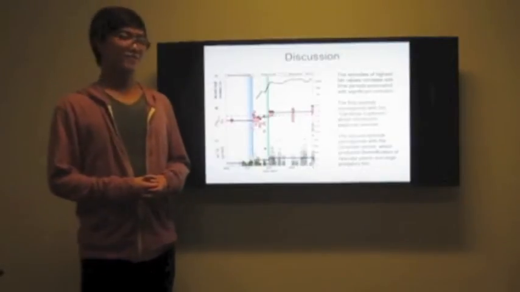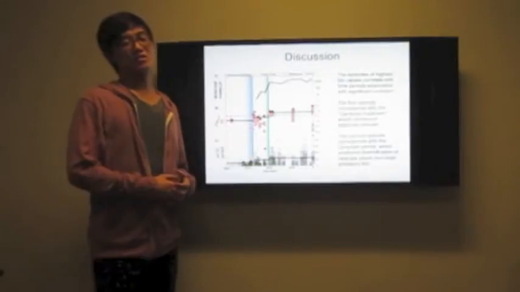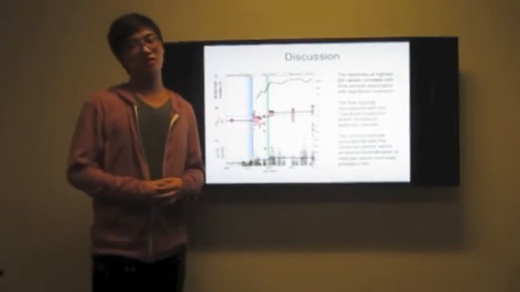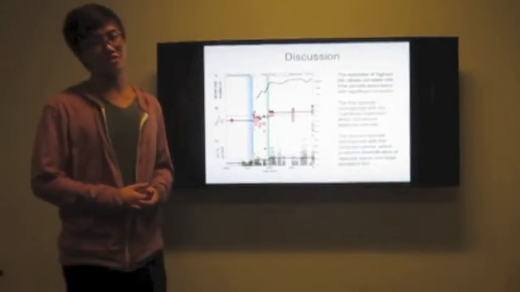As shown in the graph by the blue line right here, the Mo isotopes increased by 1.4 per mil, proving a significant increase in oxygen concentration.